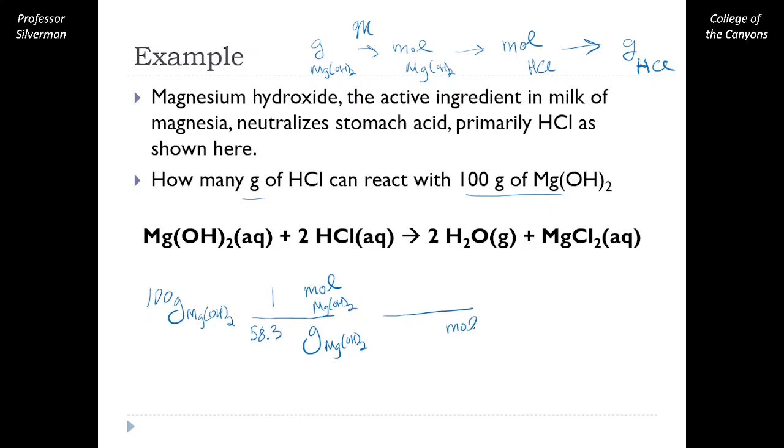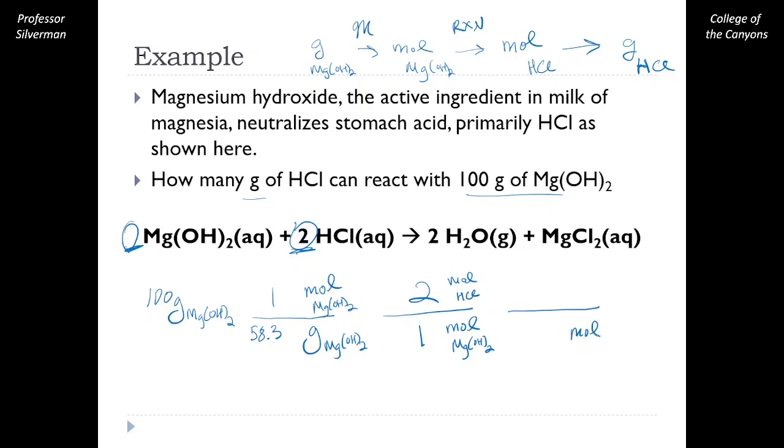Our second step, we don't want magnesium hydroxide. Instead, we want HCl. This is our new one. We need to look at our balanced reaction. According to our reaction, we have 2 HCl's for every 1 of our magnesium hydroxide.